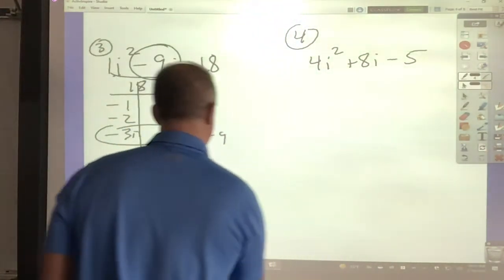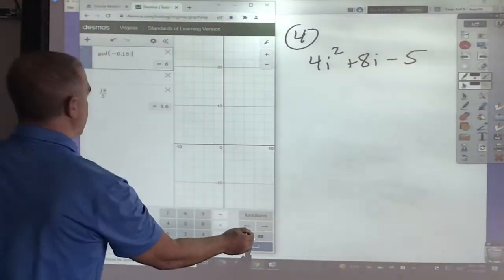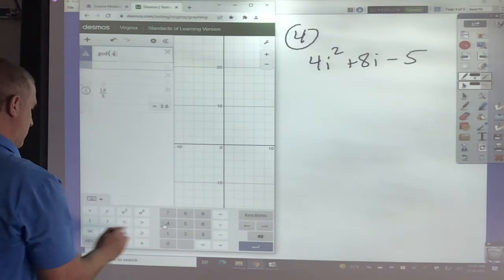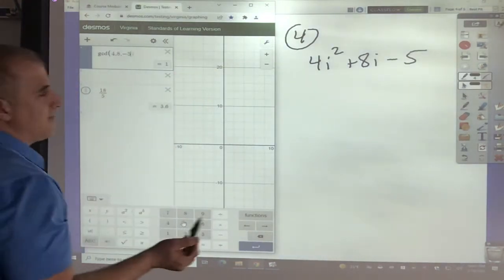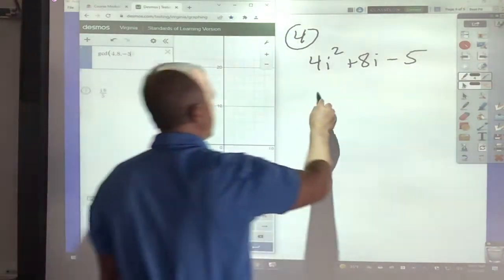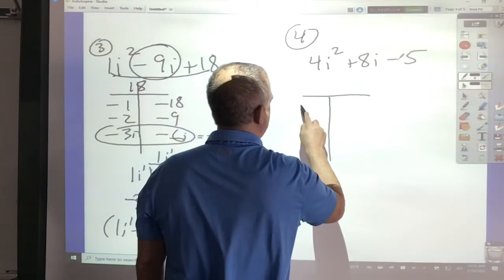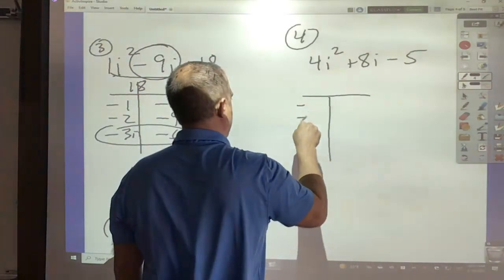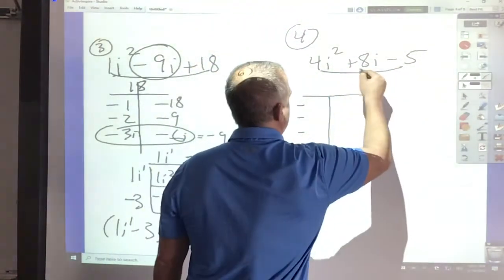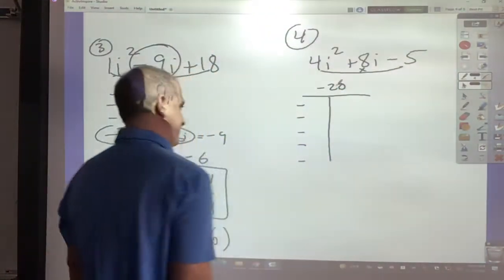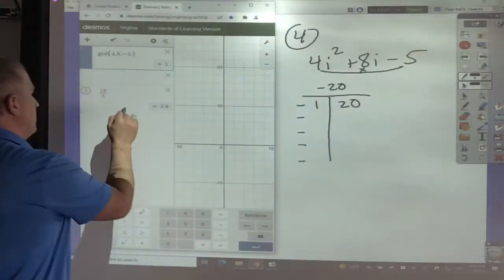Okay, let's check my GCF. 4, 8, -5. They don't have any i's in common. Now since I've got a negative, and that's the part that's negative, I'm going to go ahead and make one side negative. I want to multiply 4 times -5, that would be -20. Obviously, 1 and 20.